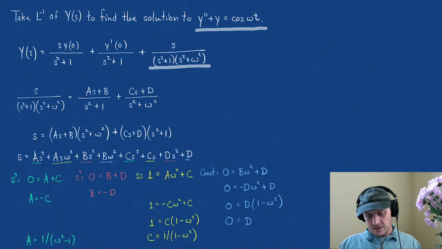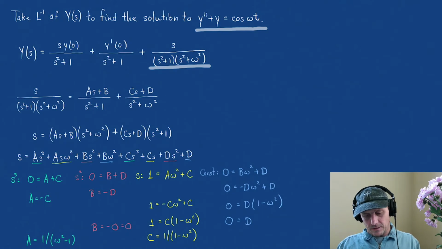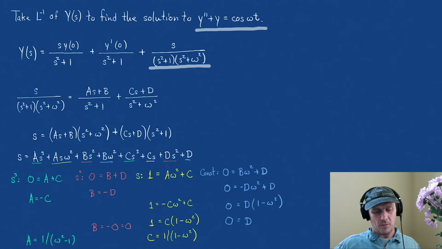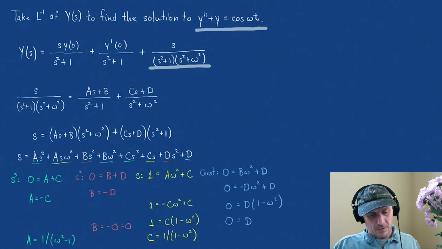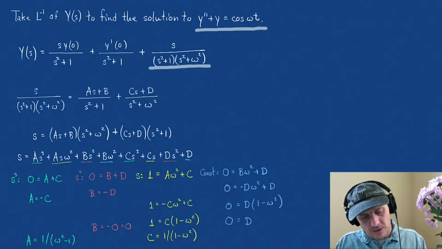Oh, so if d is 0, I'm sorry. If d is 0, then b, which is minus 0, that's also 0. Okay, now let's go back and rewrite the original problem. Here we go. So the original problem, I'm going to just carry right off of this first line.